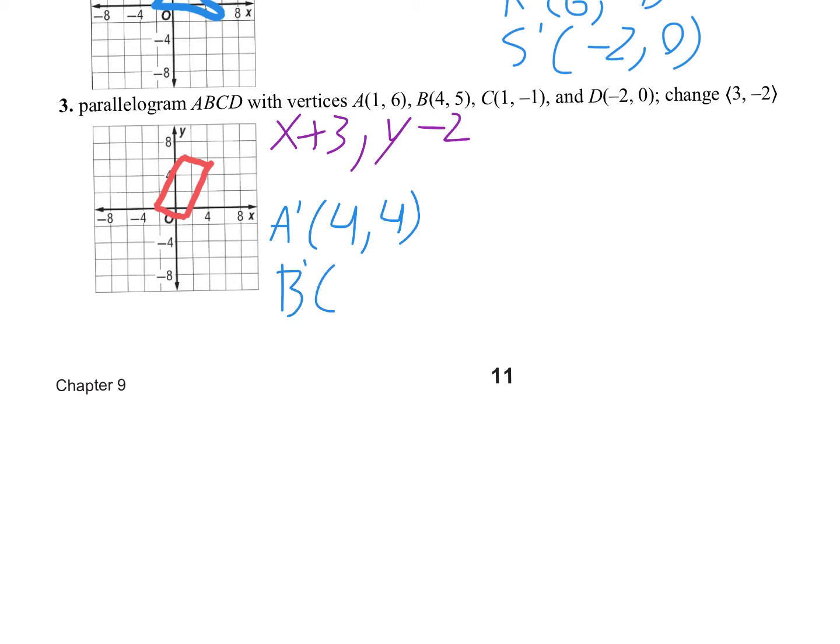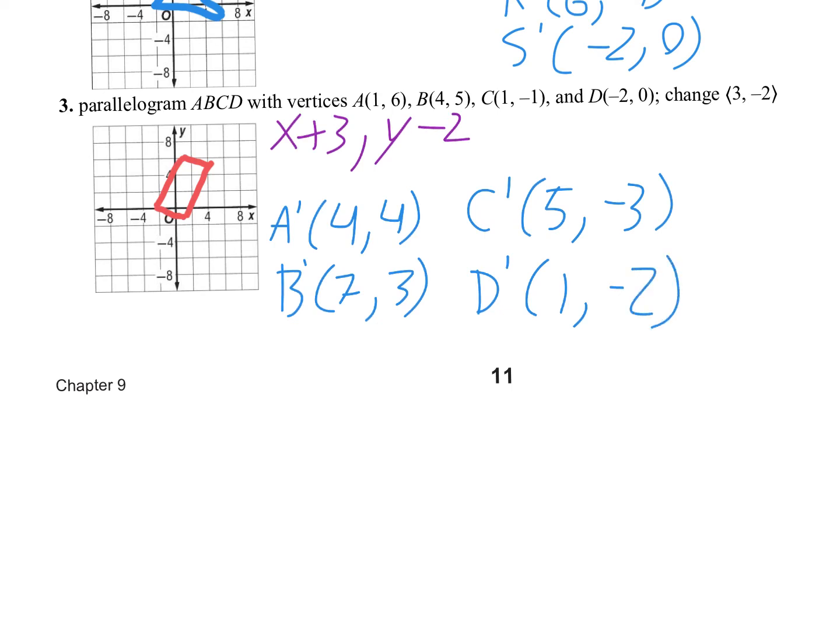B prime will be at (7, 3). C prime will be at (5, -3). And finally D prime will be at (1, -2). Go ahead and graph them into our coordinate grid.